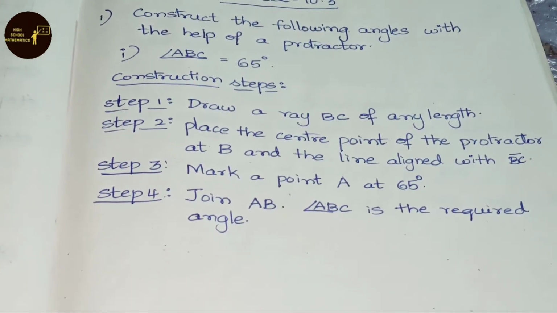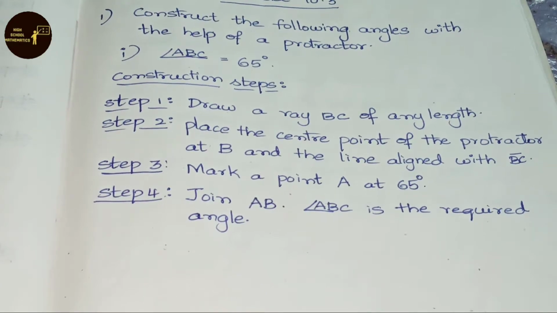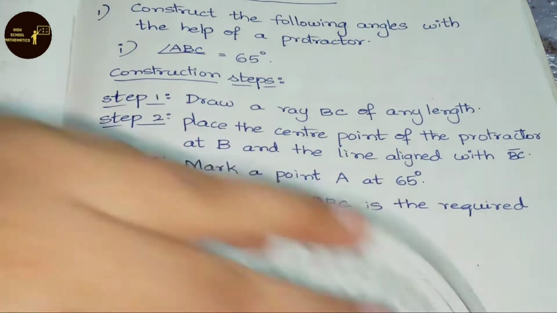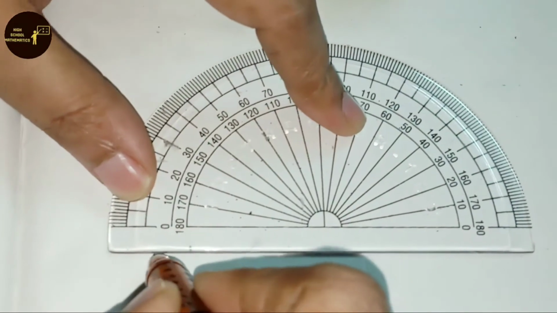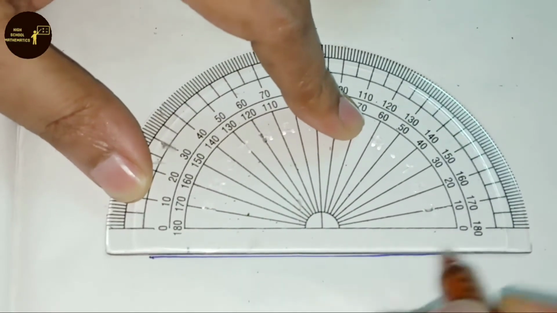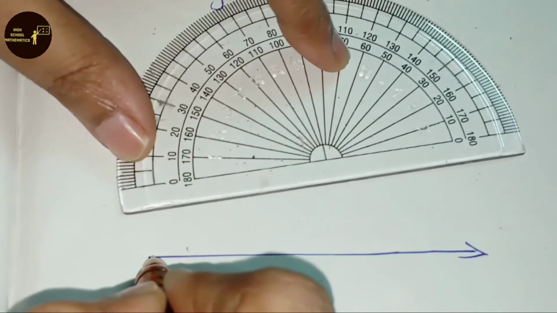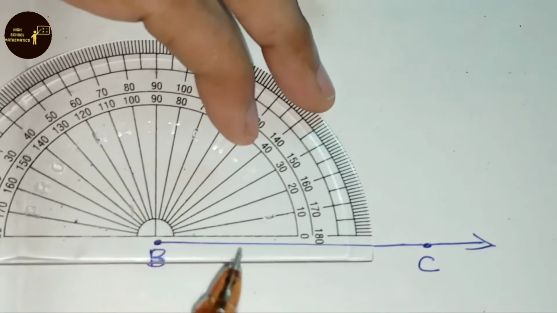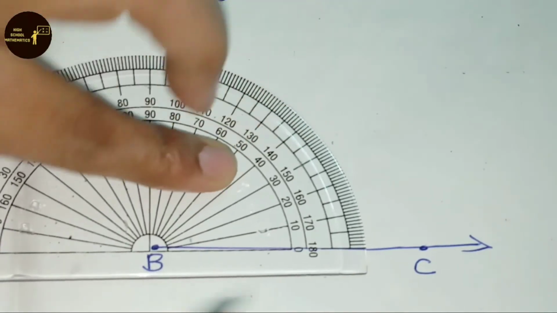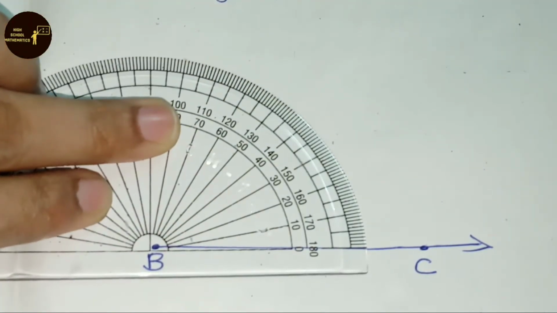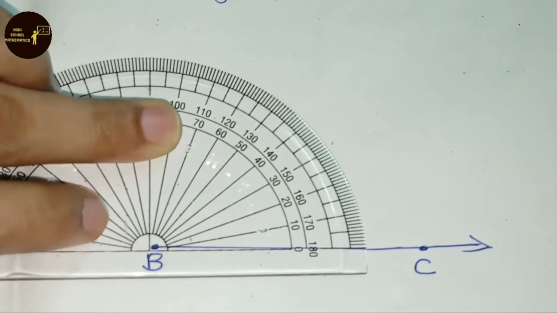See now construction steps. First one, draw a ray BC of any length. Now let us draw ray BC of any length. See here, center point of protractor at B and the line must align with BC. Now mark a point A at 65 degrees.